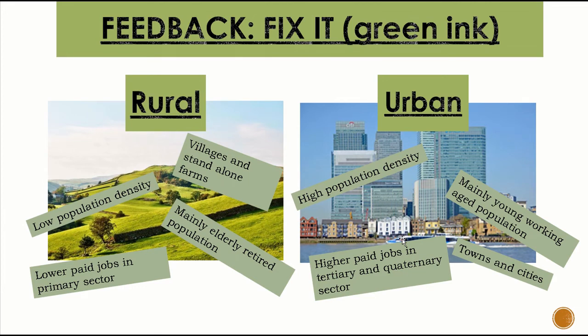So the differences between our rural and urban areas, or our disparities between these two places: rural areas tend to have a lower population density. So there are less people living in an area. People are much more spread out. It tends to be mainly elderly, retired populations, which means that the economy in these areas is going to be much lower because there are less people working and more people claiming pensions and so on, which takes money out of the economy. The jobs in these areas are also much lower pay.